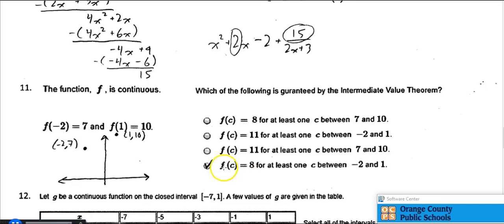The other important thing to keep track of here, though, is they're specifying what is the c. Remember, f of x, that means the x value needs to be listed. So don't state which y values we're hitting between 7 and 10. We're actually describing it according to the x values. Between x equals -2 and x equals 1, we have to hit a y value between 7 and 10. So y value of 8 between those x's.